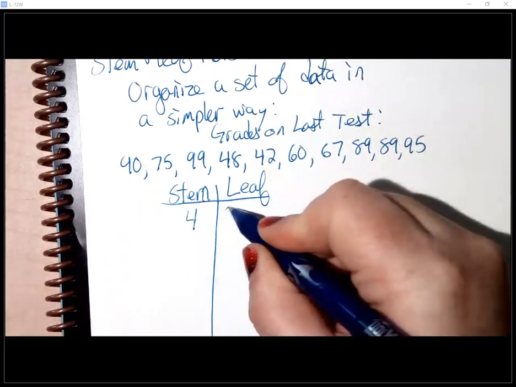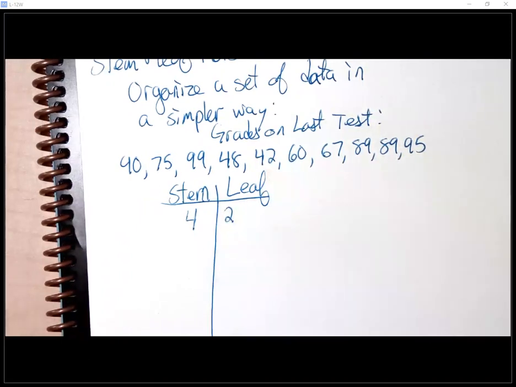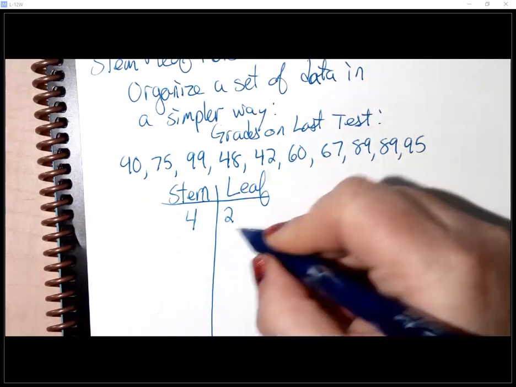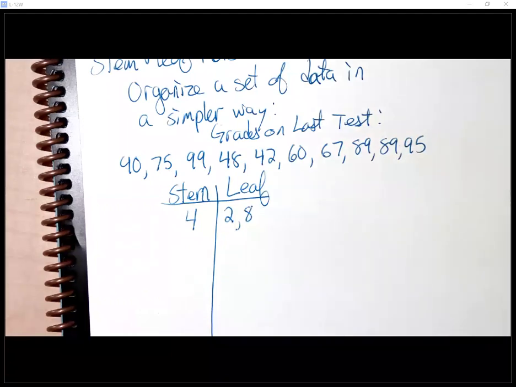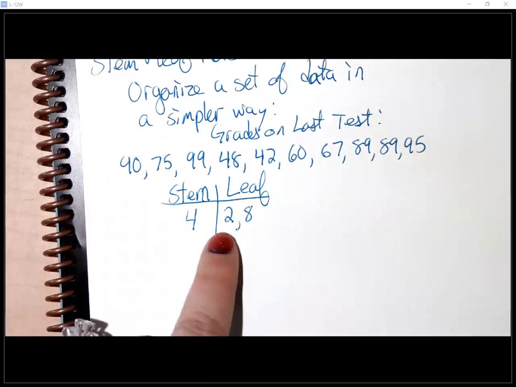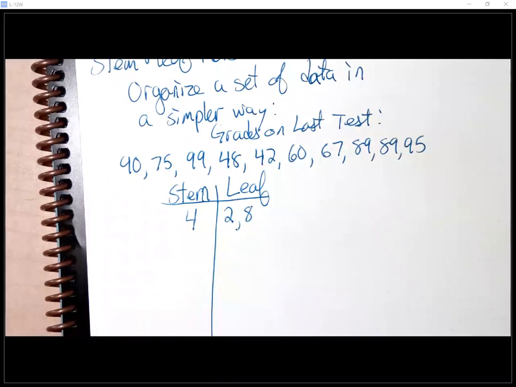But then I have another test that scored in the 40s. See that? This other one, they got a 48. So to group this one together, I just put a comma and then add an 8. So the way you read this is, there were 2 tests in the 40s. One of them was a 42 and the other was a 48. See how that kind of works? For the 50s, I don't have any. So I'll just put a 5 and leave the leaves blank because I didn't have any.